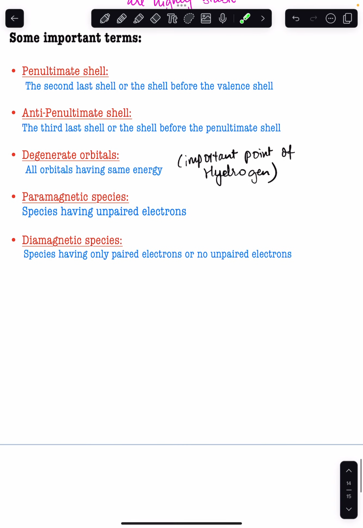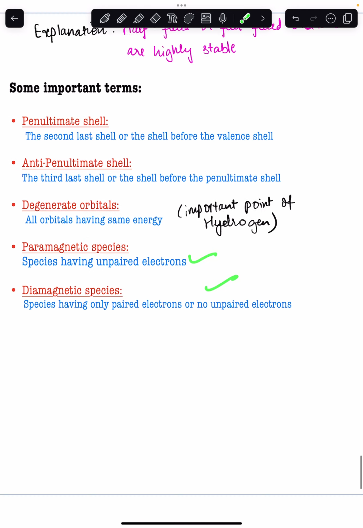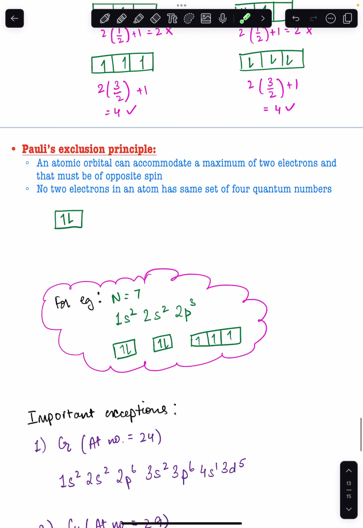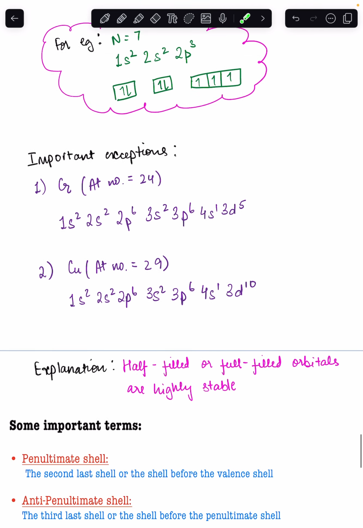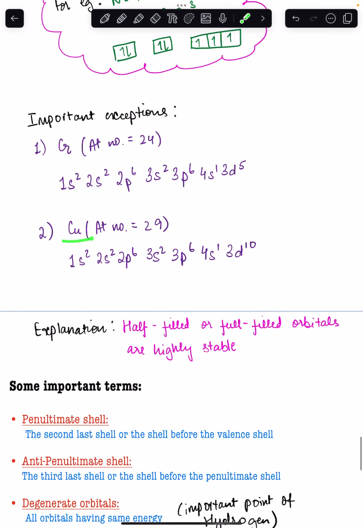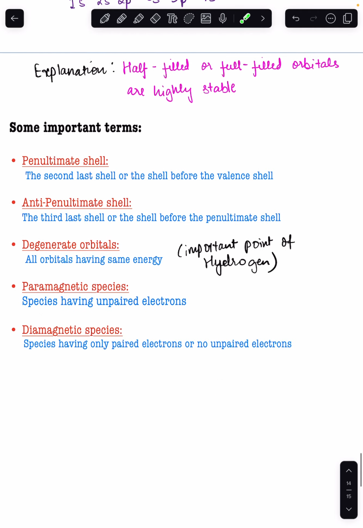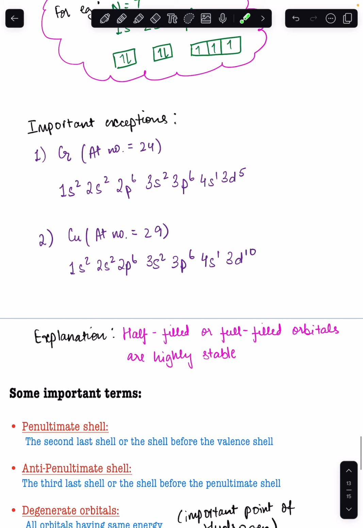Now, paramagnetic species and diamagnetic species. Paramagnetic species is the species in which even one unpaired electron exists. So in the paramagnetic species, like this is paramagnetic, this is paramagnetic, this is paramagnetic, as these are unpaired electrons. But for example, what is not paramagnetic? If you see copper, after copper the element that comes is zinc. When you take zinc, it becomes 4s2, and then we will have no unpaired electron, and that is why that would be a diamagnetic species.